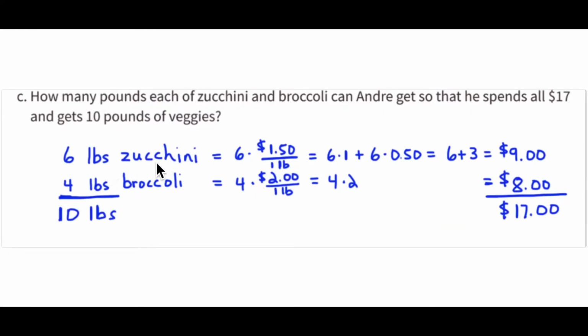So 6 pounds of zucchini is equal to 6 times $1.50. If I use the distributive property and split that $1.50 out, that's 6 times 1 is $6, and 6 times $0.50, or 6 times 50 cents, is $3. So 6 plus 3 gives you $9 for the zucchini. And the broccoli is $2 per pound times 4 pounds. So that's a simple calculation of 2 times 4, or 4 times 2, is $8. Add the dollars together and it equals $17.